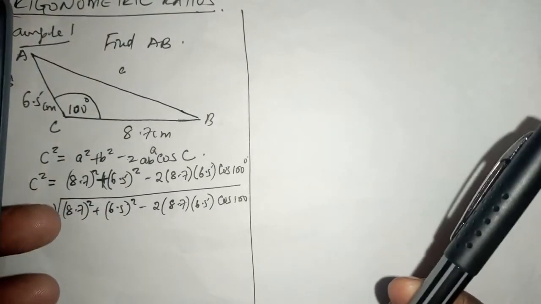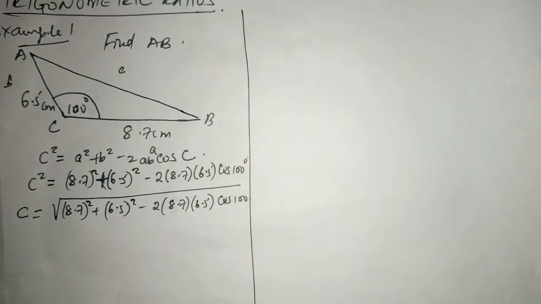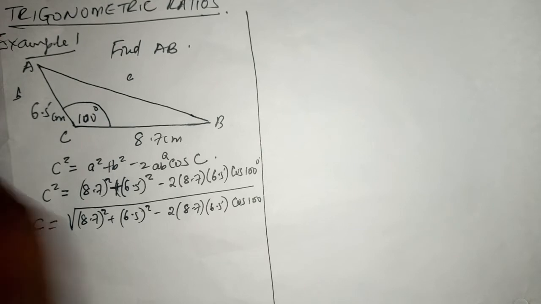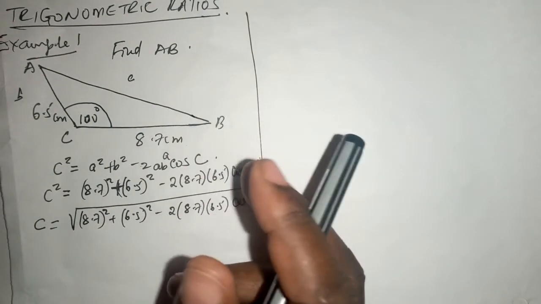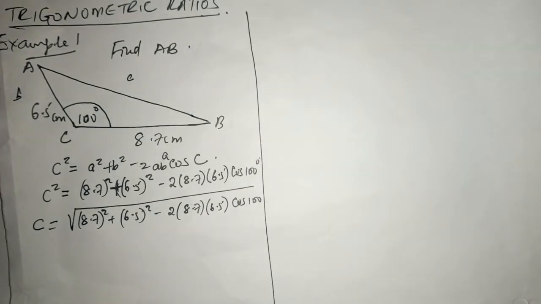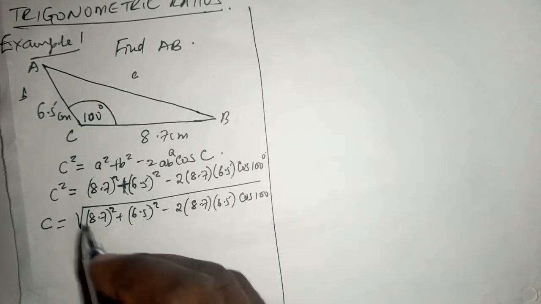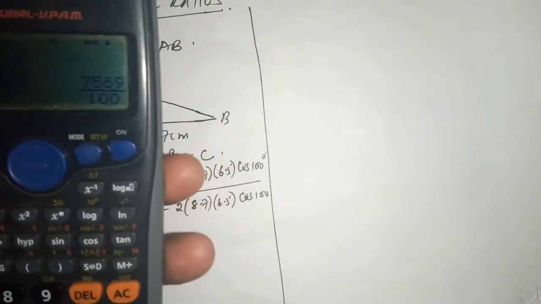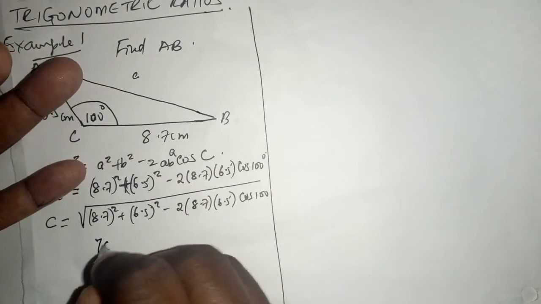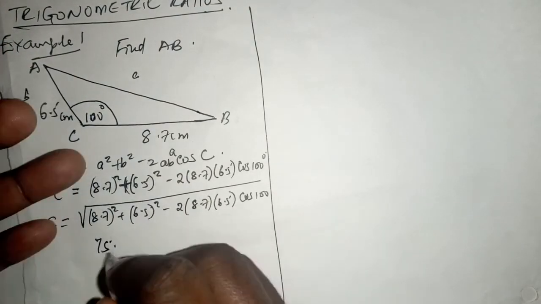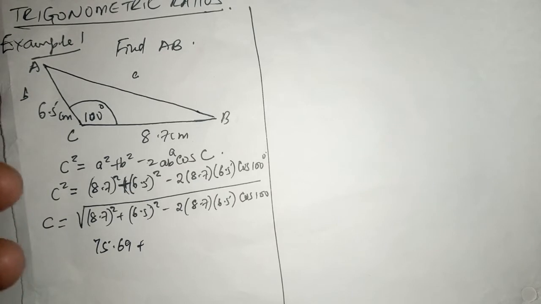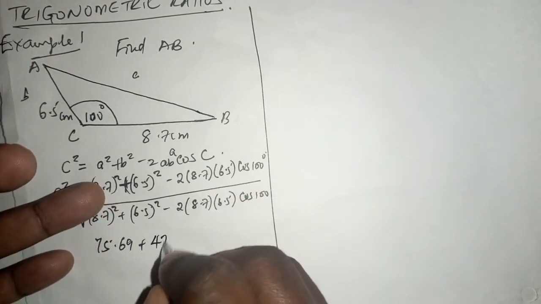We're going to find that our side AB is going to be 11.7, and that is just like it, because if you evaluate all this, you will find that 8.7 squared by itself is 75.69, plus 6.5 squared, which is equal to 42.25.